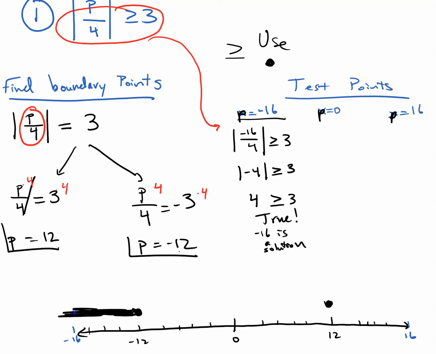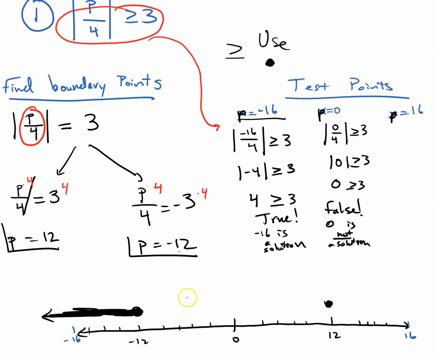This is one solution region, and I do have to stop at the boundary points. I don't know anything about this region yet, and not until I test a point from this region, like 0. So let's plug in 0 for p. All right, now 0 divided by 4 is 0, so we have the absolute value of 0 is greater than or equal to 3. Now it doesn't look good. Absolute value of 0 is still 0, and in fact 0 is not greater than or equal to 3, and that's false. So 0 is not a solution. So what does that mean? That means there's not going to be any solutions in region number 2. Let's leave this blank.